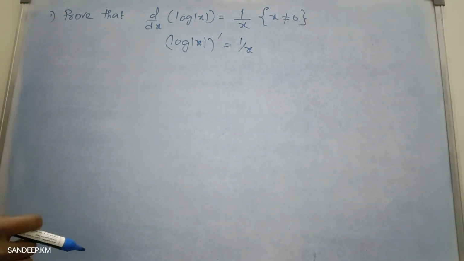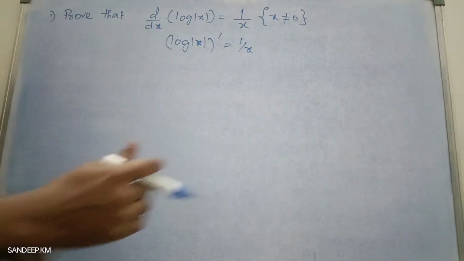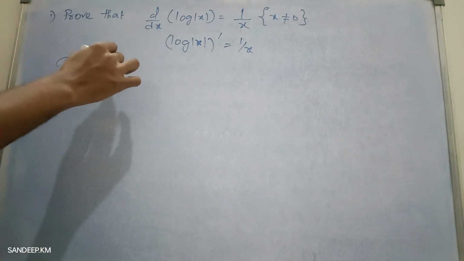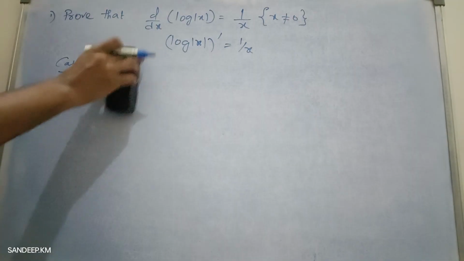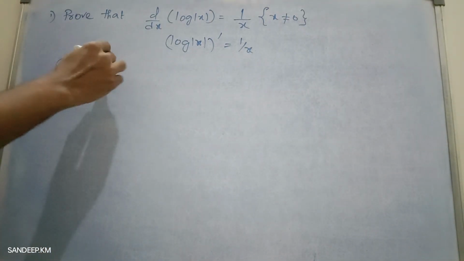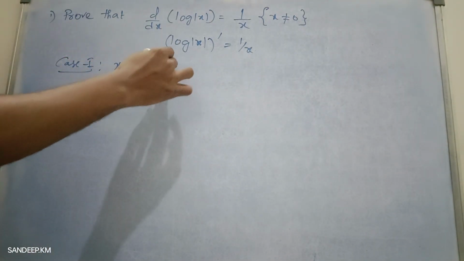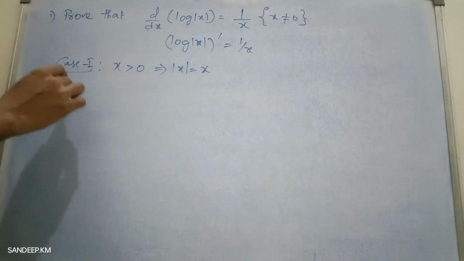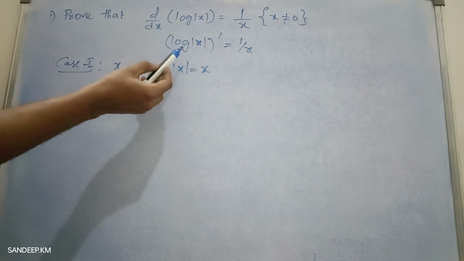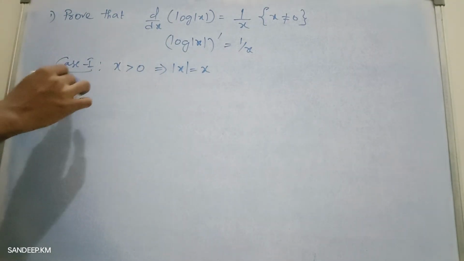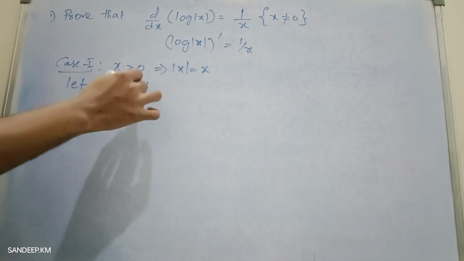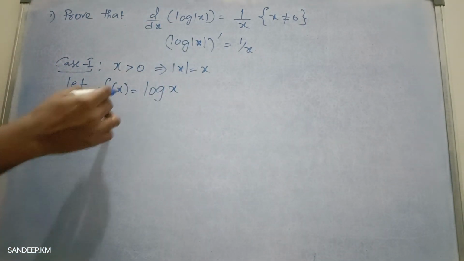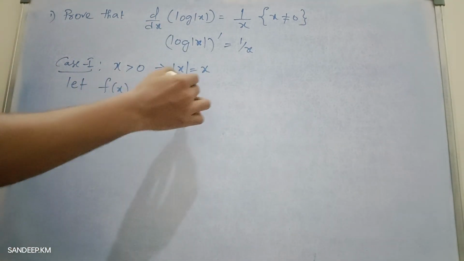For this, first what I'm going to do is I'll divide it into two cases. In case 1, I'll say that x is positive, so which means mod x will be equal to plus x, right? So then f of x, I'll call this function whose derivative you are finding as f of x. Let f of x is equal to log, instead of mod x I'm writing x.